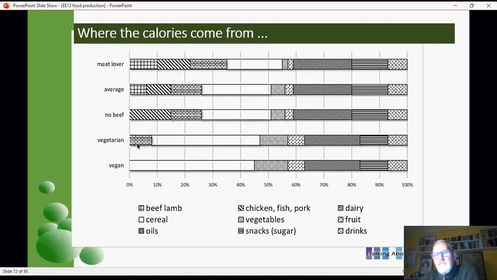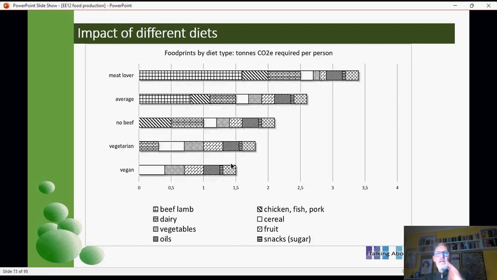Compare that to a vegetarian, where you've got relatively small amounts, just under 10% approximately, coming from dairy sources. But this is vegetarian, it's not vegan. If you cut out animal sources altogether, then nearly a half, about 45% of the calories, are coming from cereal, which is fine. But this is where we need to put this into the context of the CO2 equivalents.